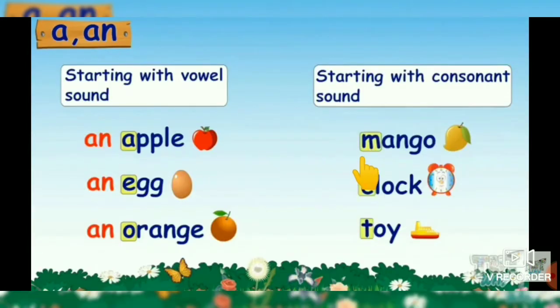Here see, when a singular naming word begins with the sound of any of the consonants, we use a before the word. Here observe: mango.